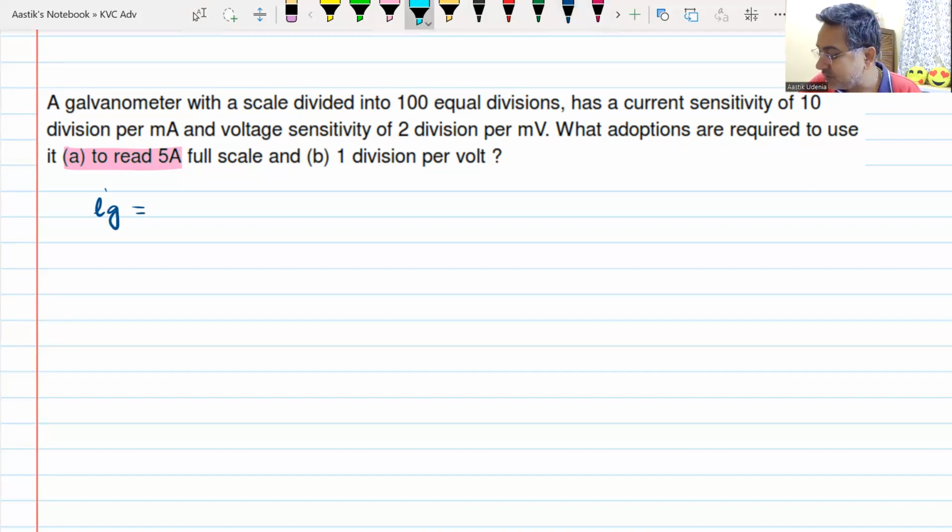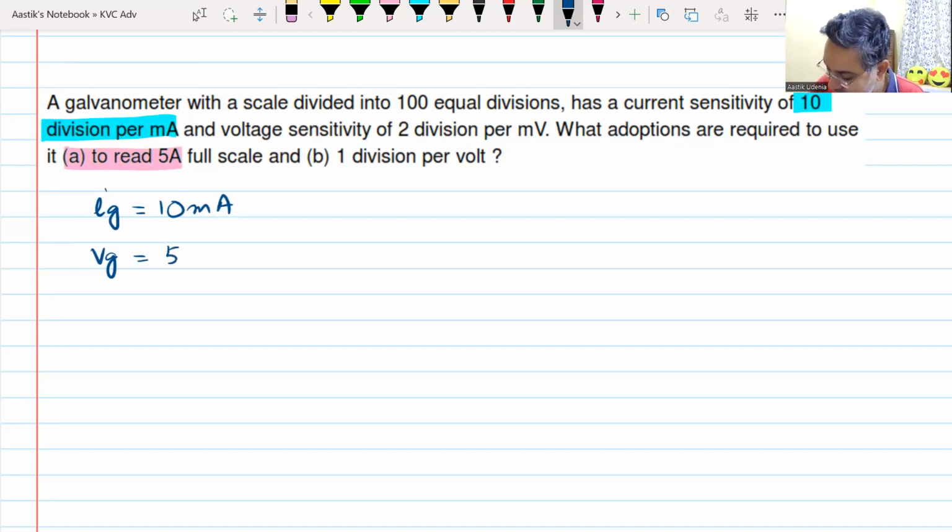It's very simple. It is 10 divisions per milliampere, and the scale has 100 divisions. So the full scale deflection current becomes 10 milliampere. What is the full scale deflection voltage? 50 millivolts. From there, you can find out the galvanometer resistance. How much will the galvanometer resistance come? 5 ohm. That is the answer, my dear friends.